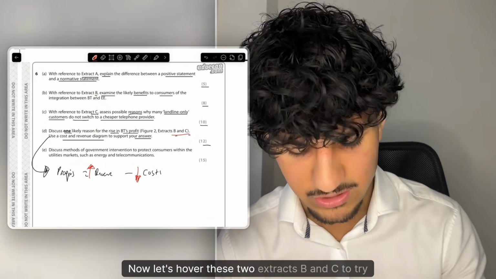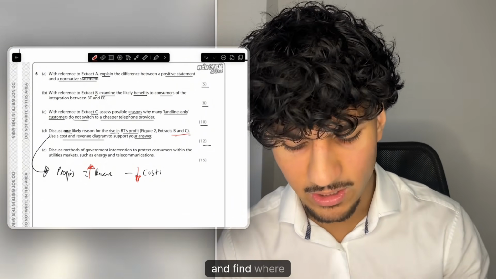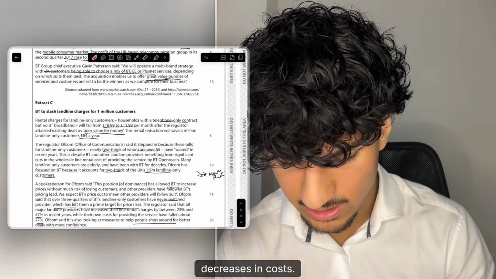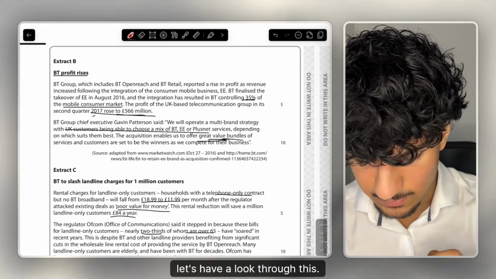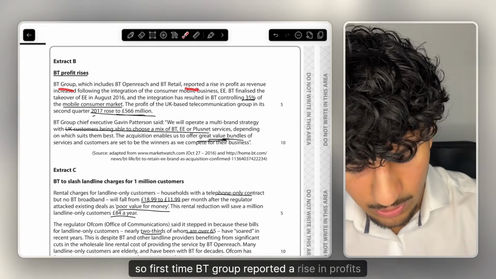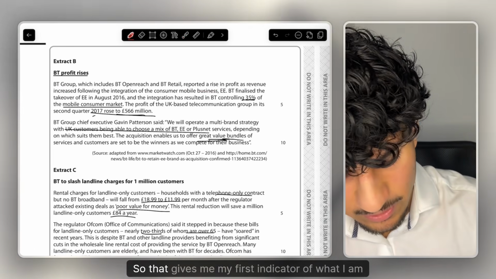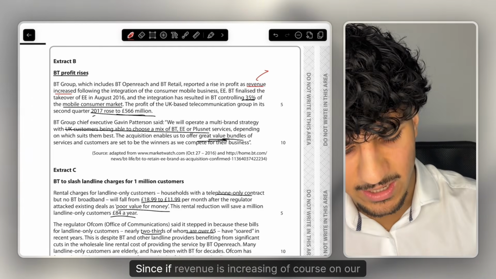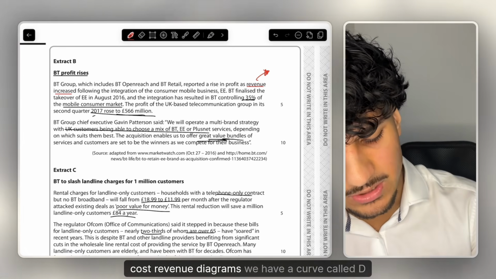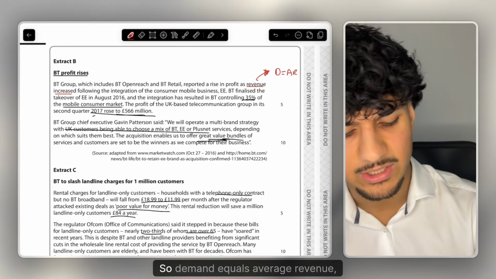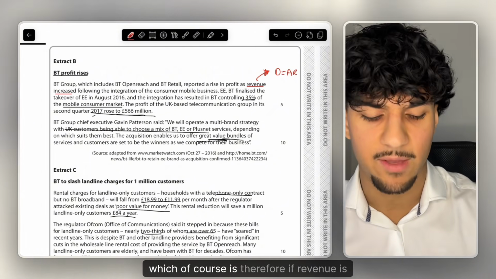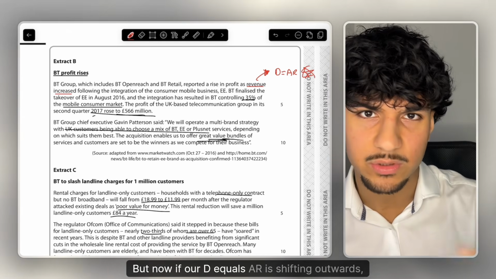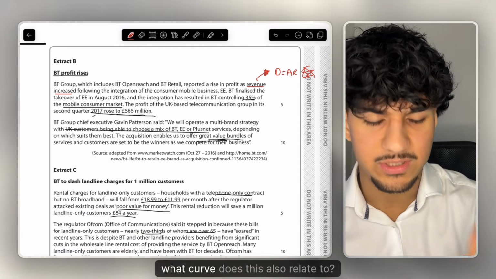Now let's have a read of these 2 extracts, B and C, to try and find examples where it's shown increases in revenue or decreases in costs. So that would be here, and let's have a look through this. First line, BT Group reported a rise in profits as revenue increased. So that gives me my first indicator of what I'm going to shift on this diagram. Since if revenue is increasing, of course, on our cost/revenue diagrams, we have a curve called D equals AR. So demand equals average revenue, which of course is therefore, if revenue is increasing, that means this is going to shift outwards.